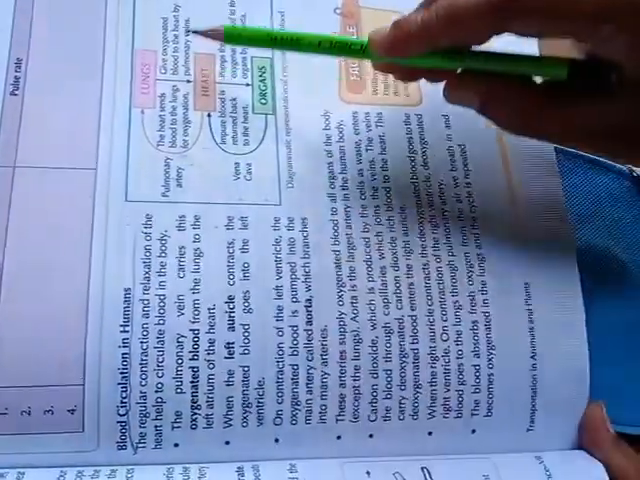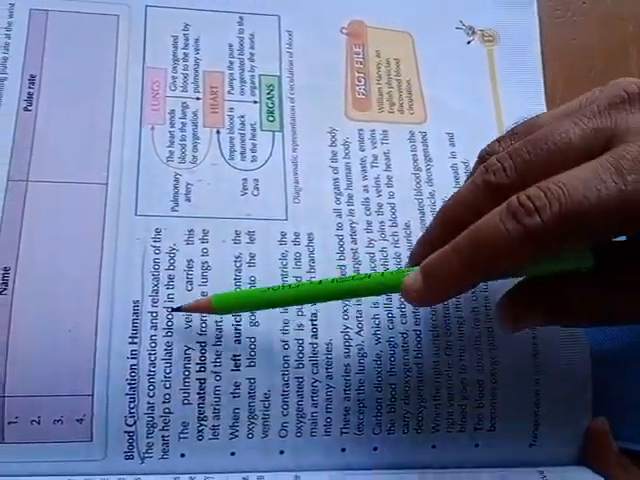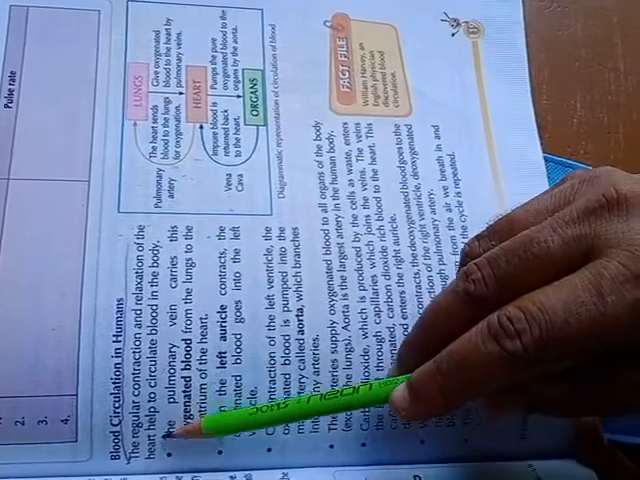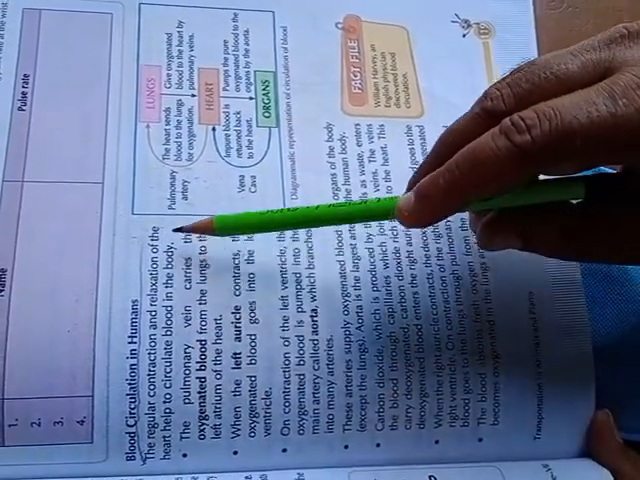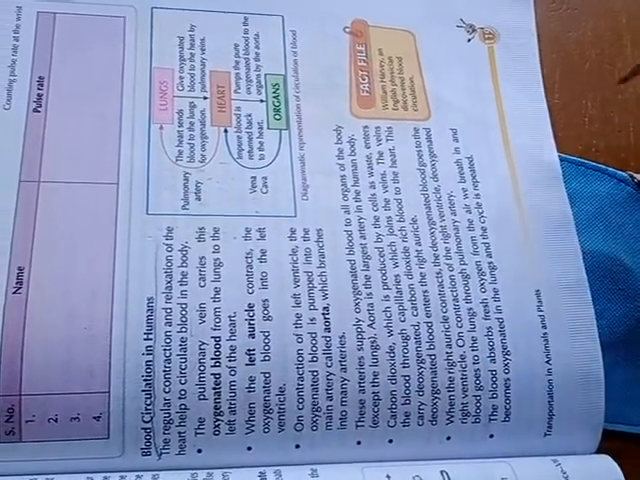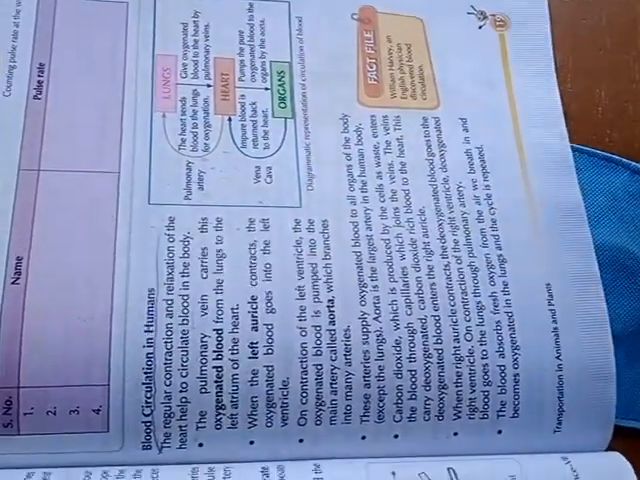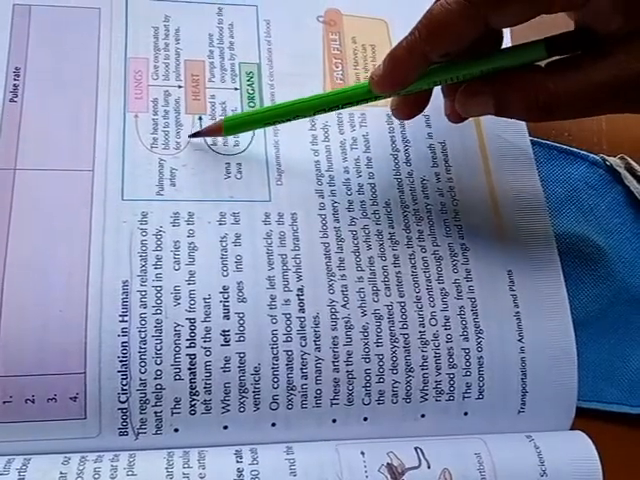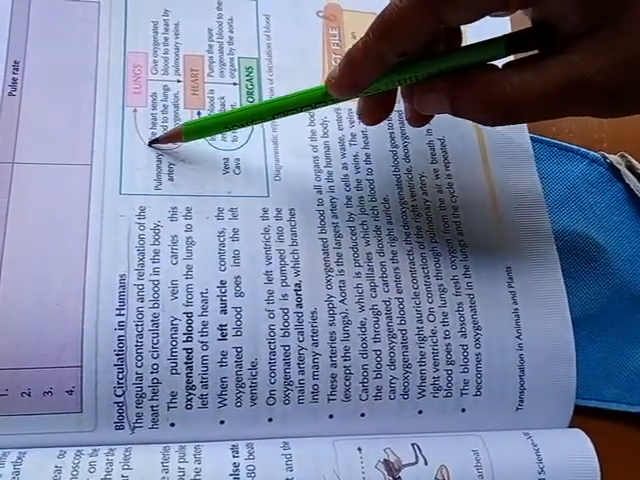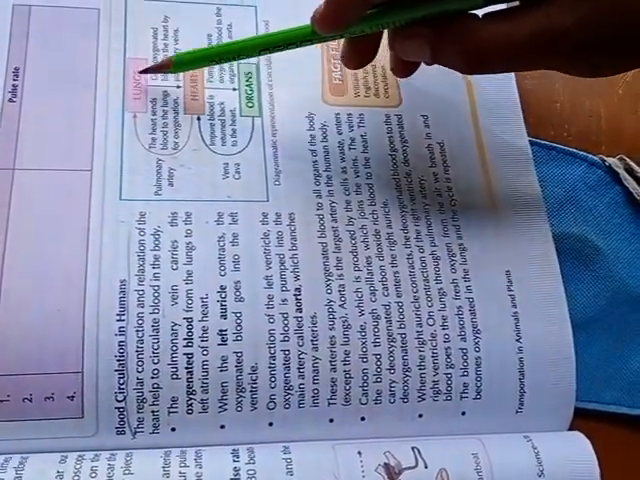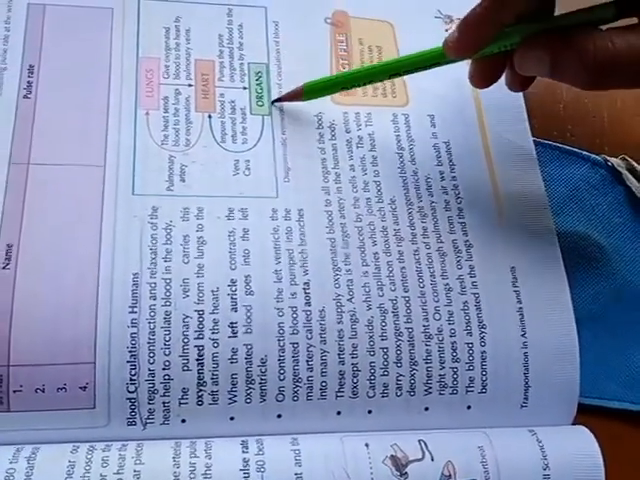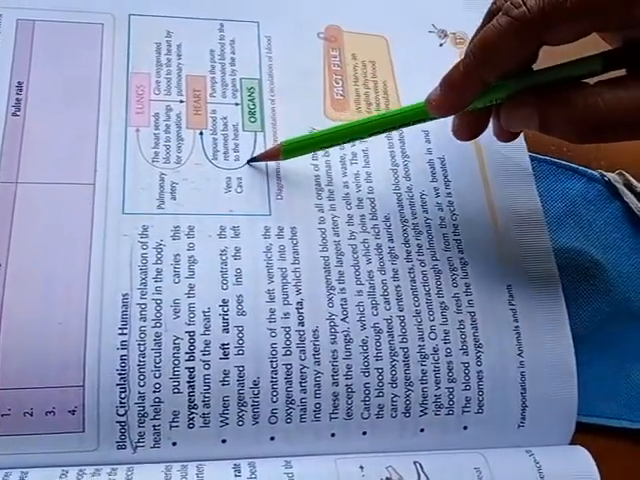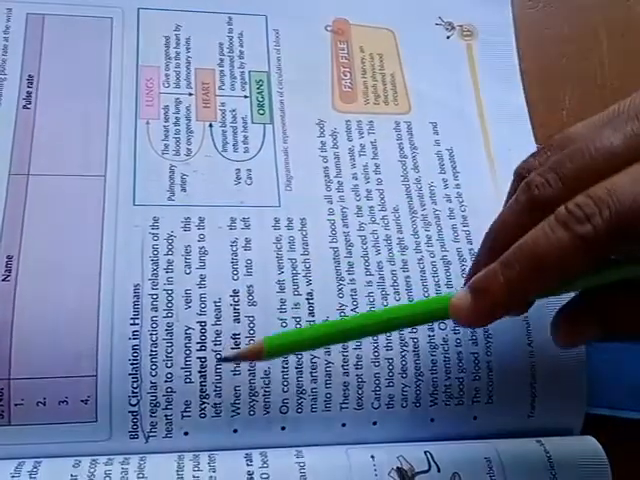Blood circulation in humans. The regular contraction and relaxation of the heart help to circulate blood in the body. That means by the action of the heart, blood will be circulated in our body, in our internal organs, that means lungs, heart. From the heart, blood goes out to the lungs and the other organs, and from the other organs, blood goes back to the heart.